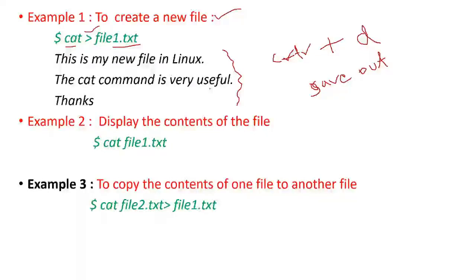Second example, how to display the contents of a file using the cat command. Just type cat and the file name whose contents you want to display. So it will show the contents of the file.